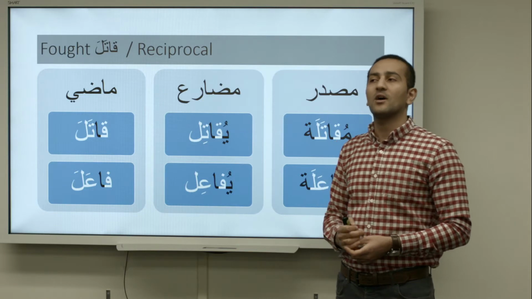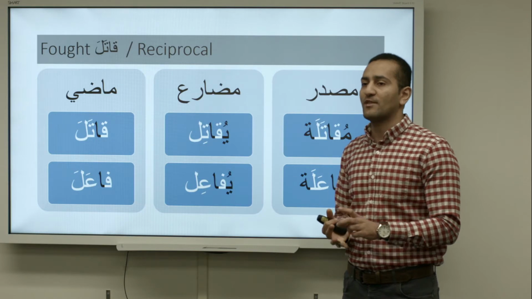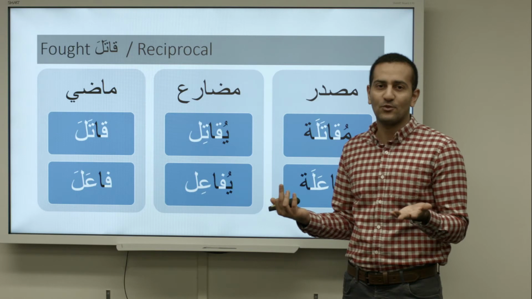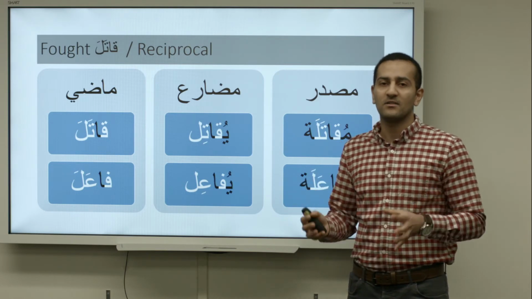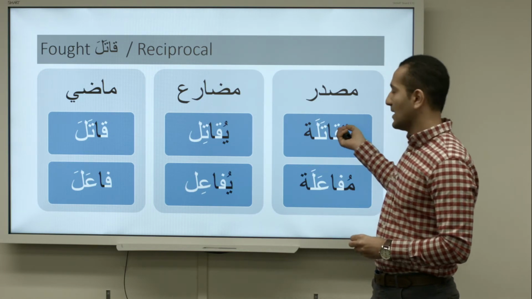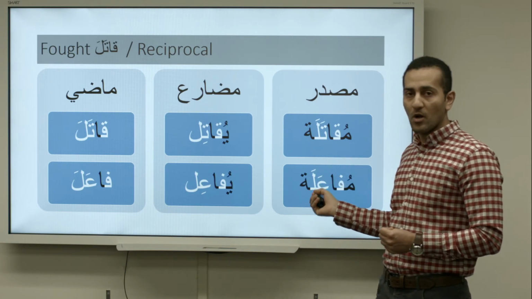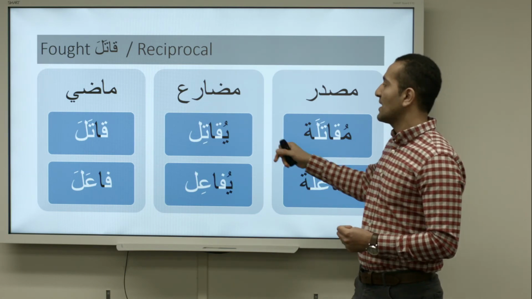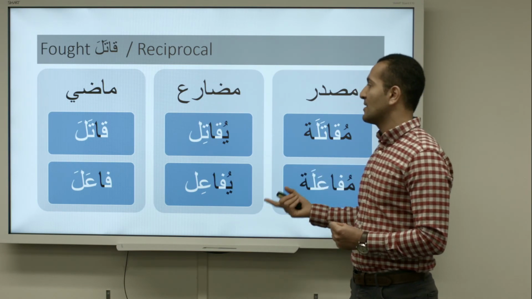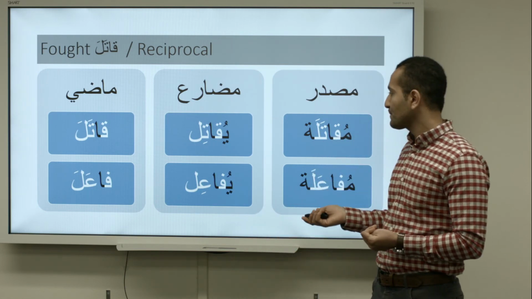Another word is قاتل, fought, which has a reciprocal meaning. As we said, fought with the enemy; you don't just fight, you fight with someone. This is reciprocal meaning, you're sharing the action with someone else. So the verbal noun, masdar, will be مقاتلة, the pattern مفاعلة, and then the present will be يقاتل, and the past will be قاتل.